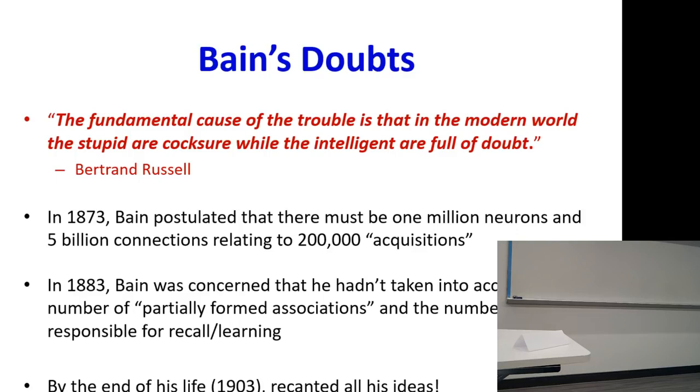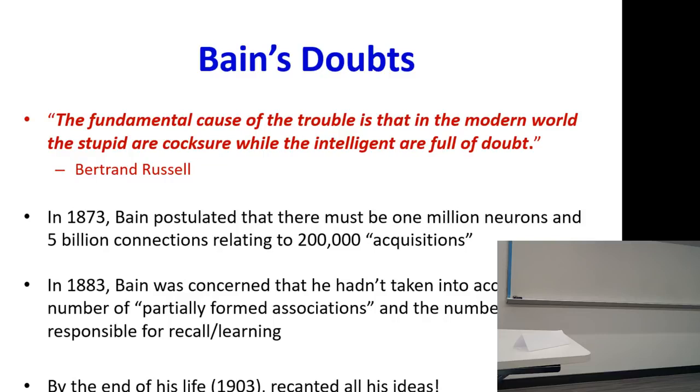Things stalled after Bain for several decades for a very simple reason. Here's a very nice quote by Bertrand Russell: The fundamental cause of the trouble is that in the modern world, the stupid are cocksure and the intelligent are full of doubt. The classic Dunning-Kruger effect, right? And this was true of Bain as well. So he went through the math and he postulated that there must be 1 million neurons and 5 billion connections in order to obtain 200,000 acquisitions in the brain.